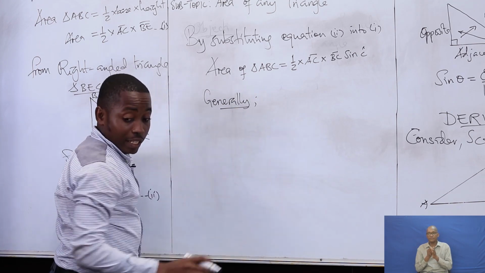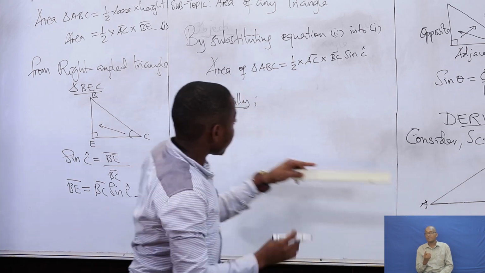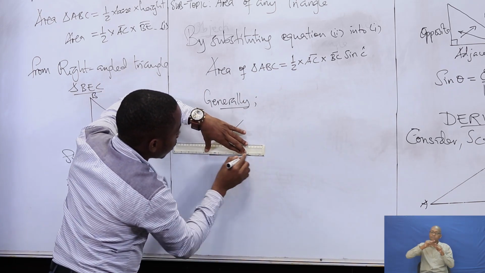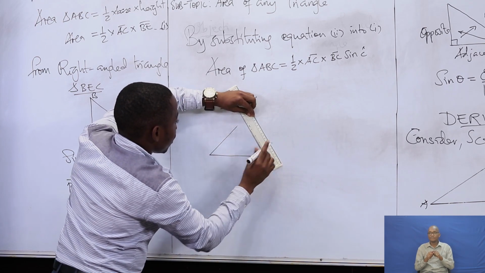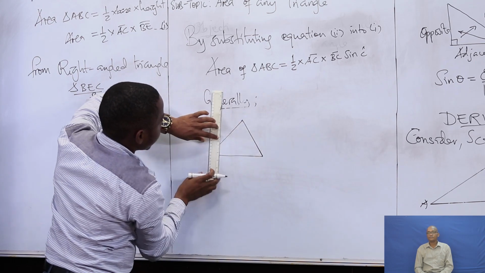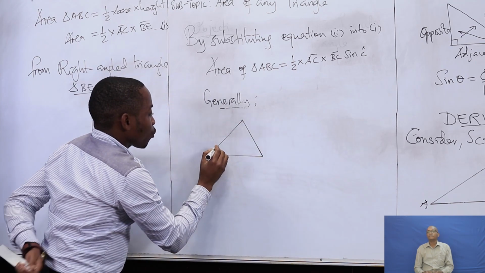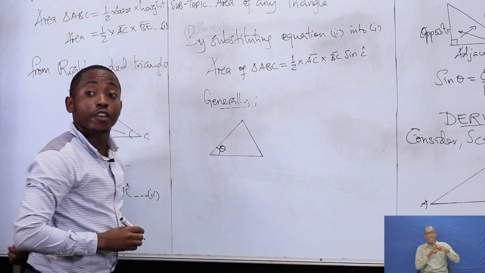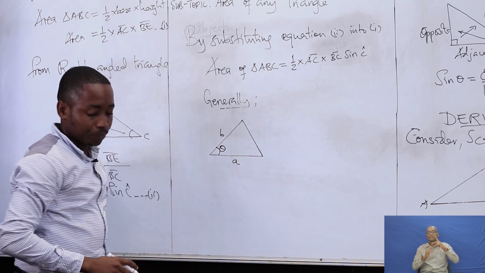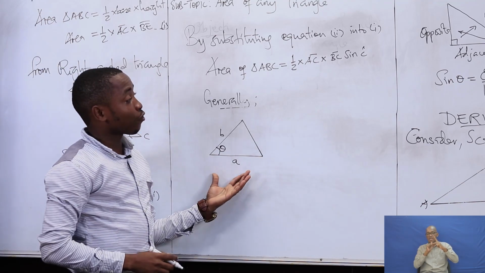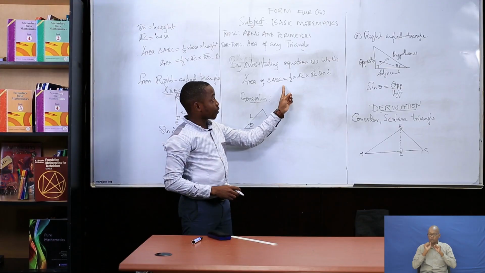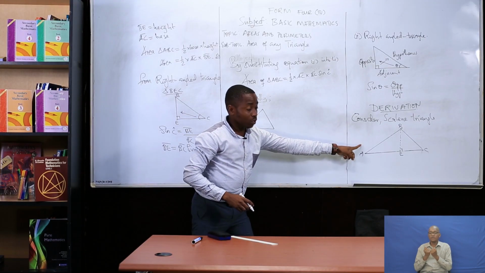Generally, if you have your scalene triangle like this one, then you have your angle in between here, your angle theta. You have your side, this is side A and this is side B. We need to generalize the formula concerning what we have got here. Observe this one in our diagram that we have drawn here.